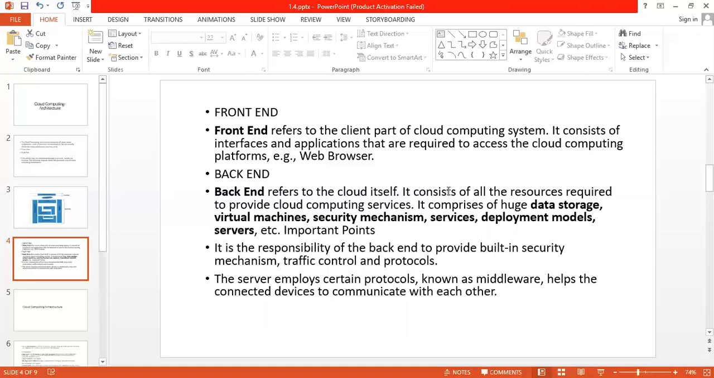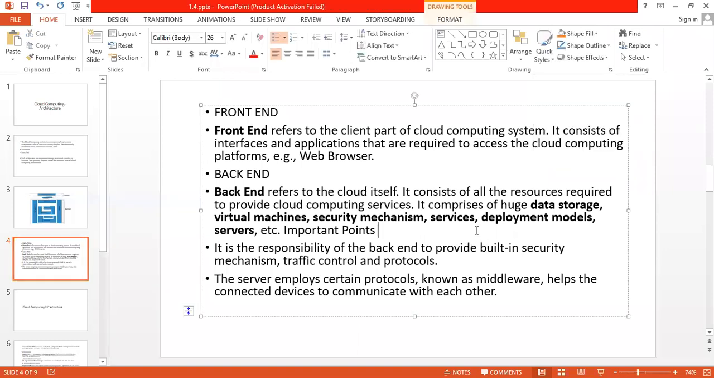Security mechanisms are there, like the cloud is of various types like public cloud, private cloud, hybrid cloud, community cloud. So security is more concerned in all this, and so various types of security mechanisms one should provide while dealing with the cloud computing. Then services are there, various deployment models we have seen before this, and servers are there. So all these things are in backend only. So all these things, if working properly, then only the backend of cloud will work properly.